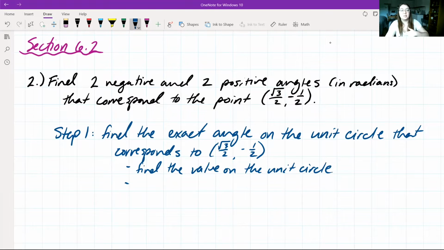Or if we don't have a unit circle accessible to us, then we can go ahead and do some deduction. So if we look at our point, we see our first value is positive and our second value is negative. This means that x is positive while y is negative. So we're going to say deduction.